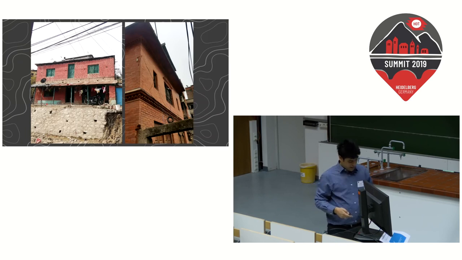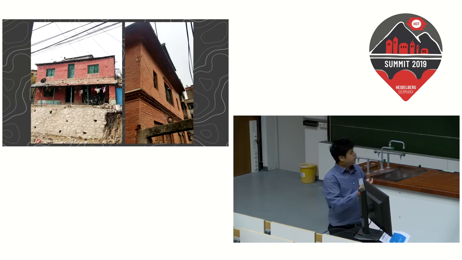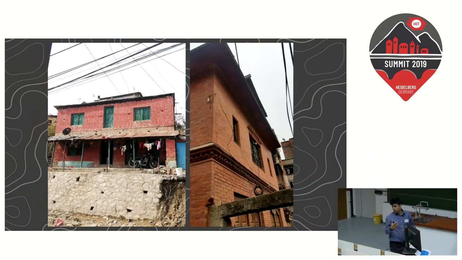So this is an example of a brick building, where the bricks are clearly visible here. And in both of these buildings, you can see that this building clearly has really old bricks. This one is new. So obviously we also tried to estimate the date of when these things were built. The system for this is called a masonry wall system.